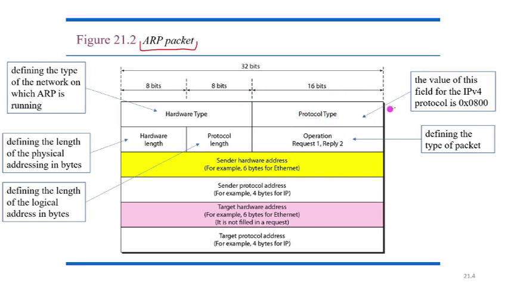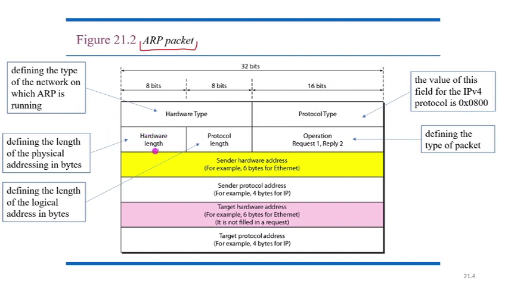The next one is the protocol type. The value of this field for the IPv4 protocol is 0800 in hexadecimal. So this protocol type indicates what protocol is being used for the communication or the data transfer. If it is IPv4, it will have the value 0800 in the 16-bit format.